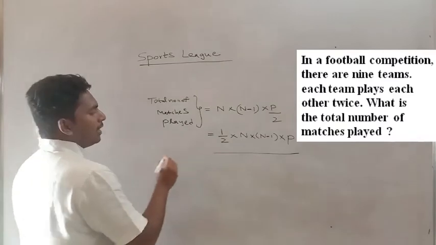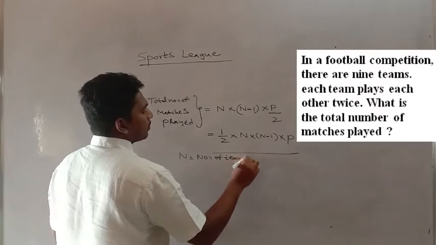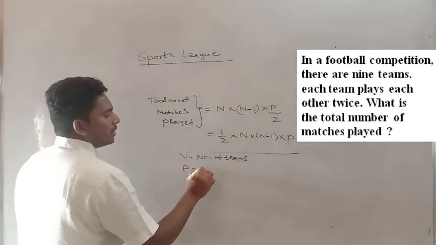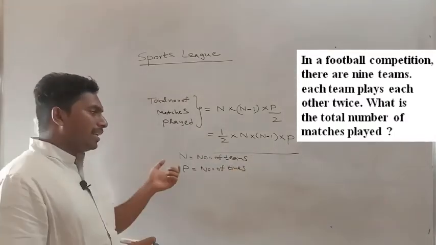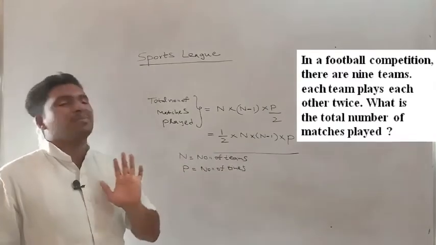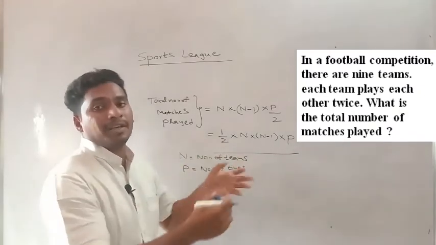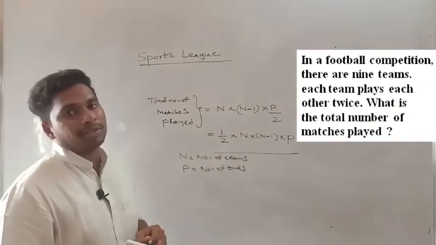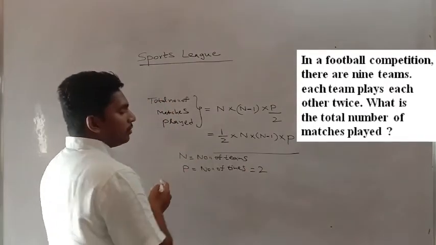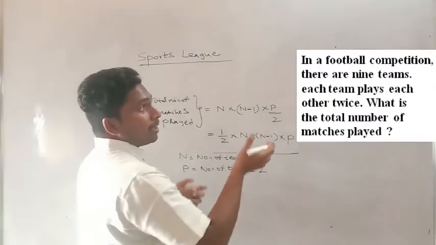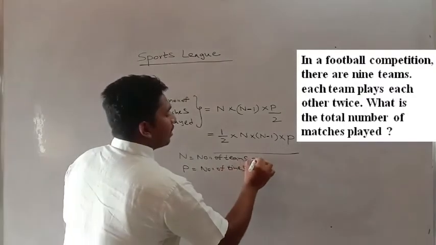Here n is the number of teams, and p is the number of times. So how many times is each team playing with another team? In the question it is given as twice, which means 2 times. So here the p value is 2, and n is the total number of teams participating in the league, that is 9 here.